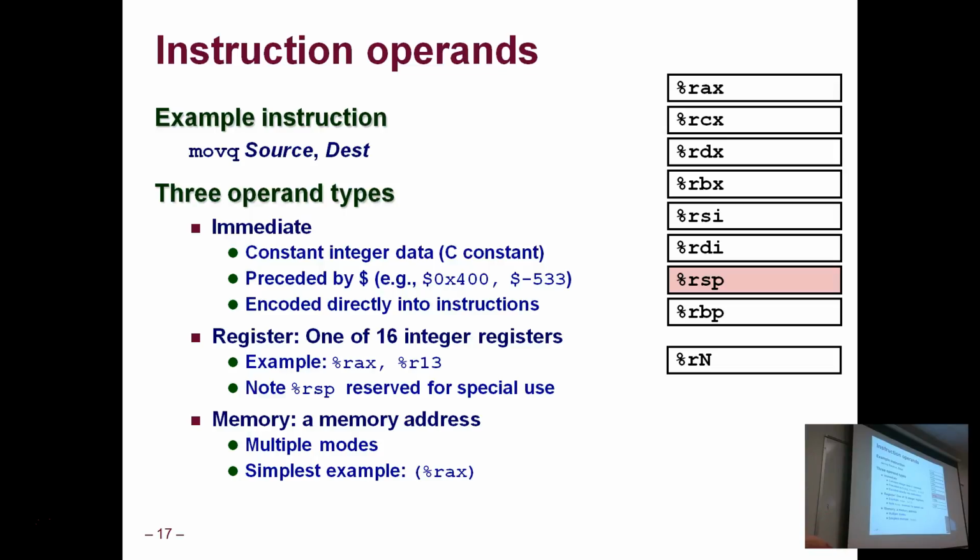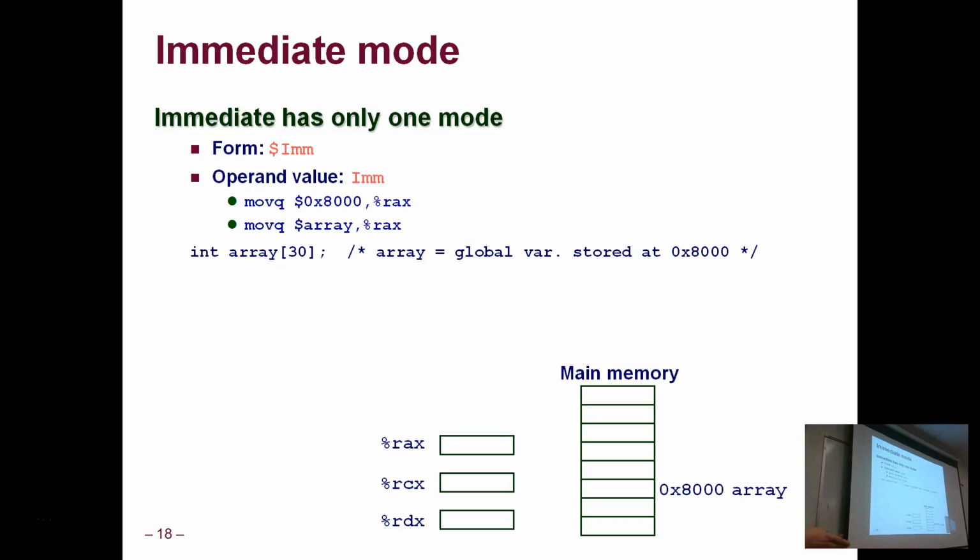And then the last operand type is the memory address. And there's multiple modes of addressing memory. The reason why there are multiple modes is because in your C program you have arrays, you have structures, you have local variables, and accessing those requires a different kind of support from your CPU than one simple way. You want to support multiple ways of accessing memory. So that's what that is.